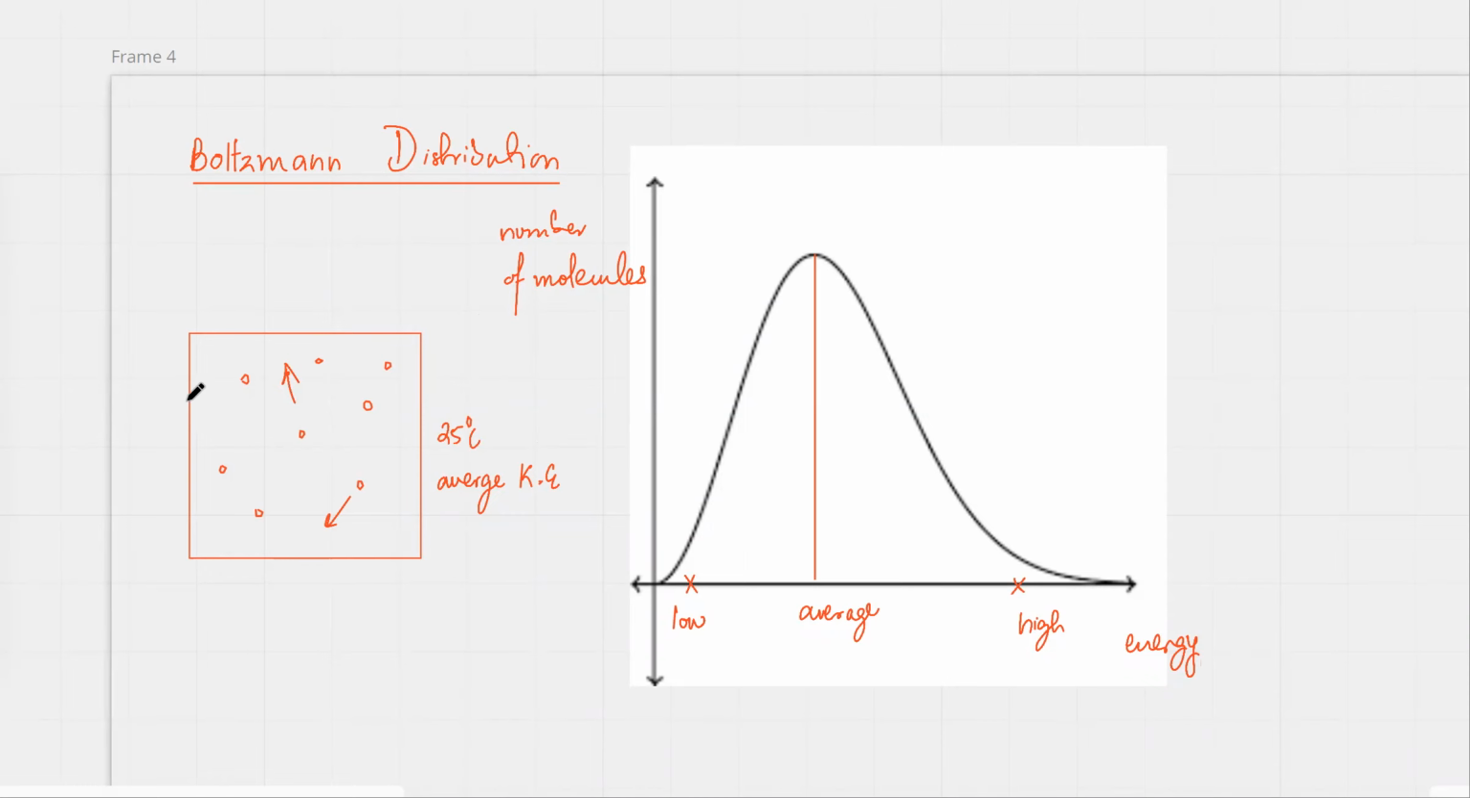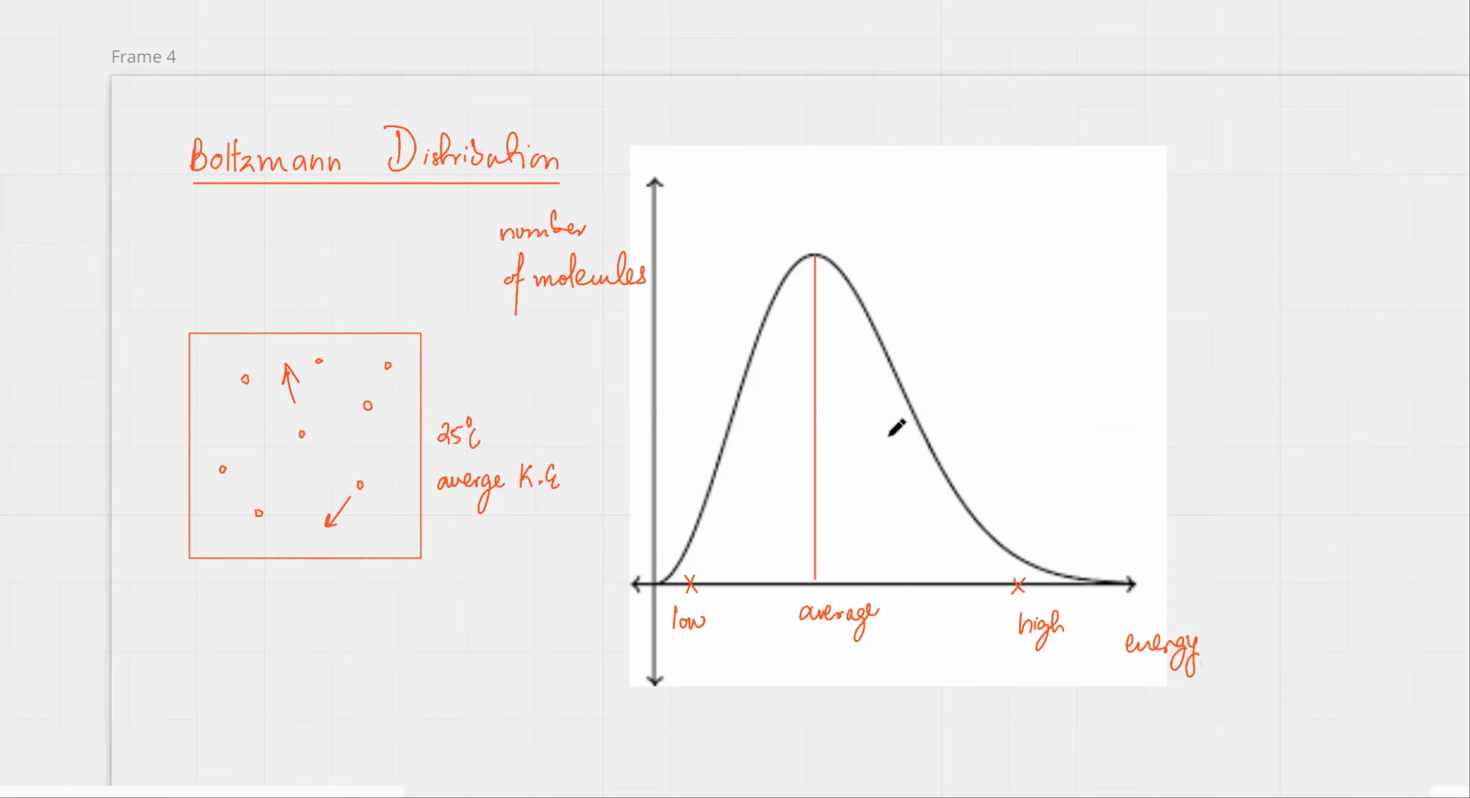In a container that's at 25 degrees centigrade, there would be very few molecules that would have energies that correspond to temperatures greater than, let's say, 100 or 1000, because at extremely high energies, the energies would be very sparsely distributed.